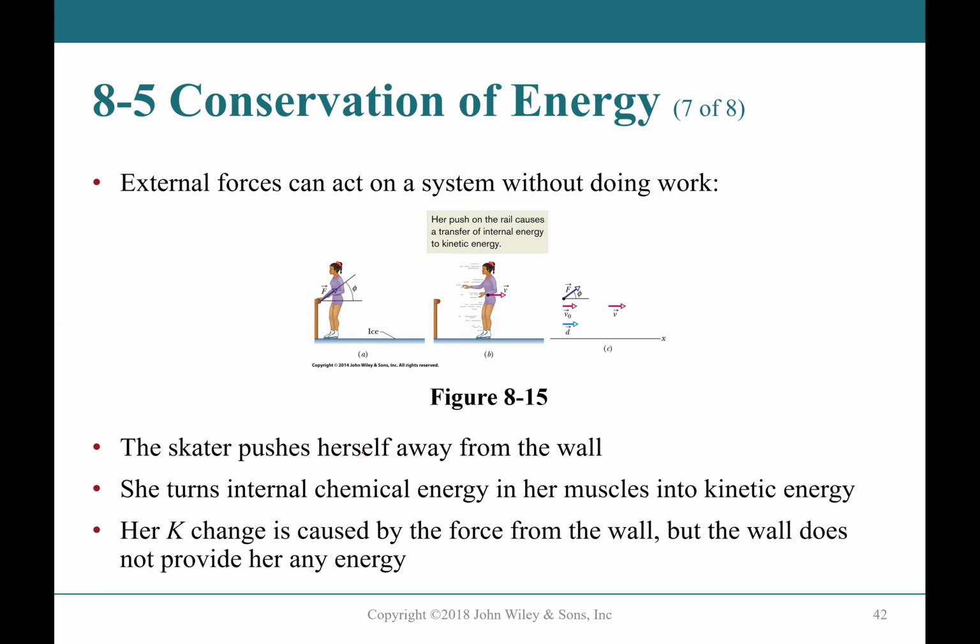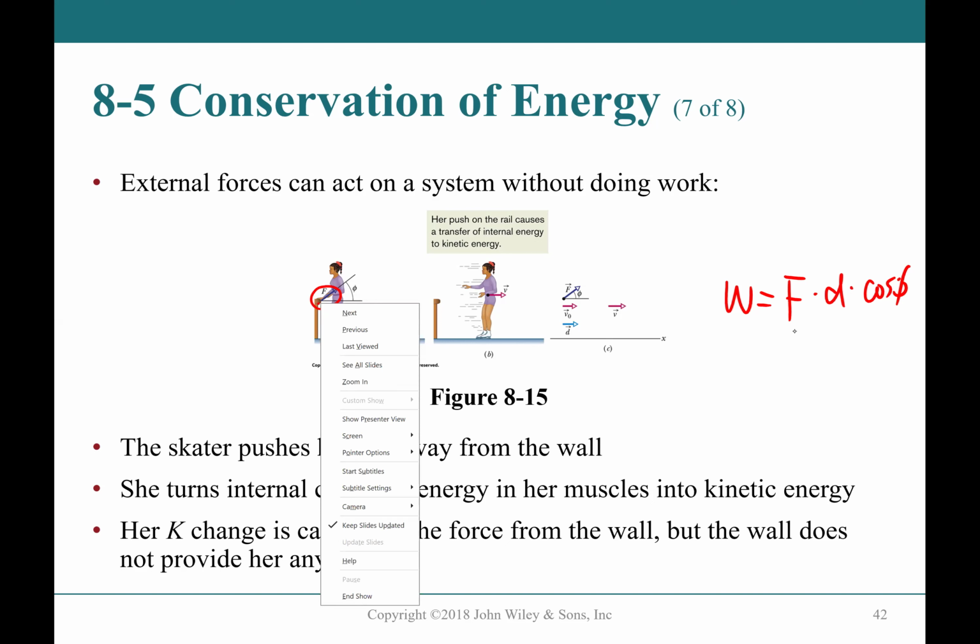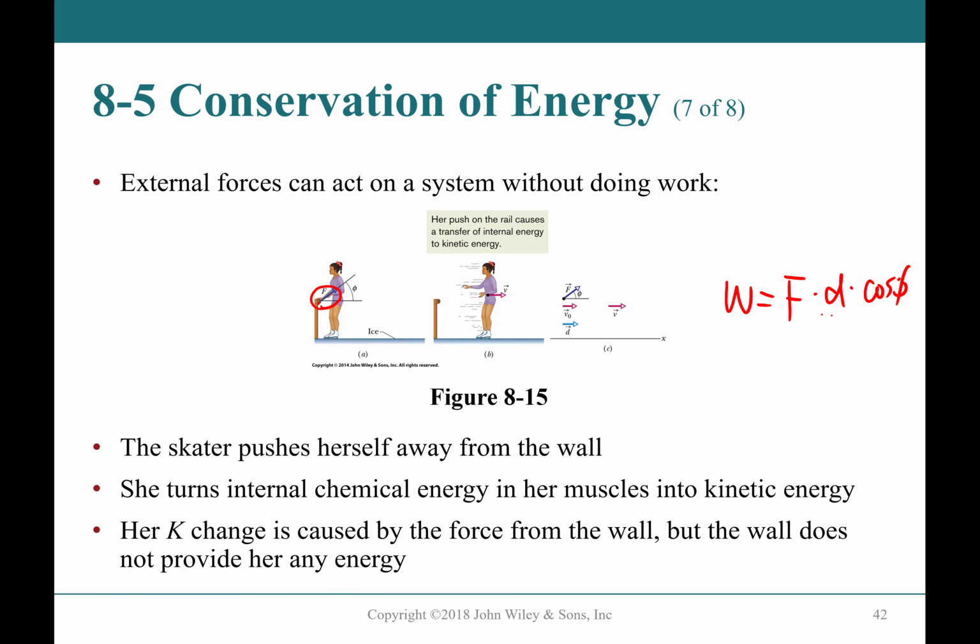So the skater pushes herself away from the wall. She turns internal chemical energy in her muscle to kinetic energy. So this force is not doing work. Why is that? Because work has to be equal to F times D times cosine phi. So this force only exists when she was touching the wall. Once she leaves the wall, this force F here will be gone. So that's why this force does not have displacement. That's why here, during the push, it's not doing work.